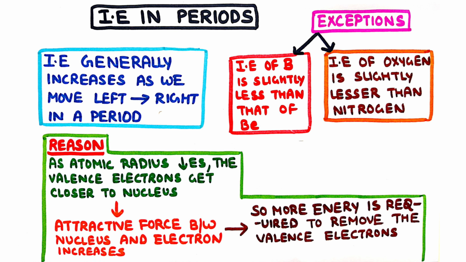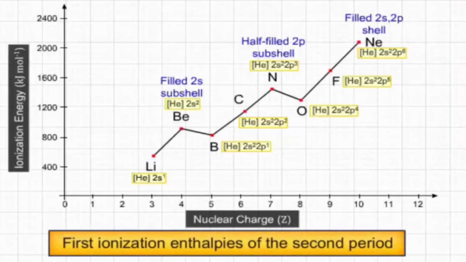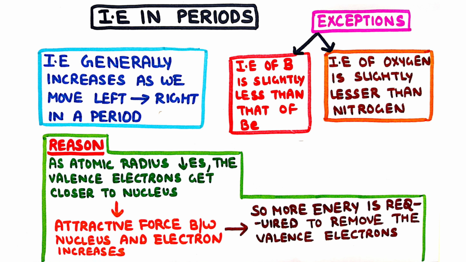Now, there are a few exceptions. For example, ionization enthalpy of boron is slightly less than that of beryllium. So in this table, you can see that though all the other ionization enthalpies are increasing as we move from left to right in a period, the ionization enthalpy of boron is less than that of beryllium. This is an exception to this law. Similarly, ionization enthalpy of oxygen is slightly less than nitrogen. So these exceptions are also very important and you must remember them.